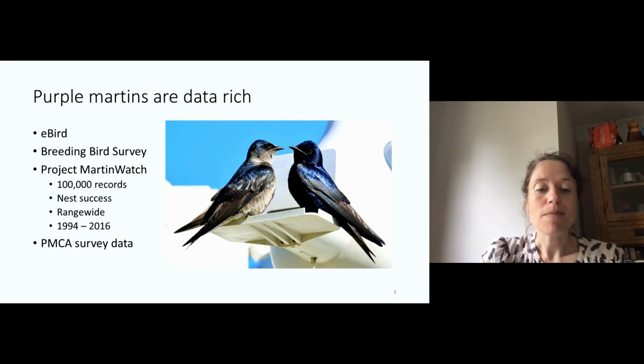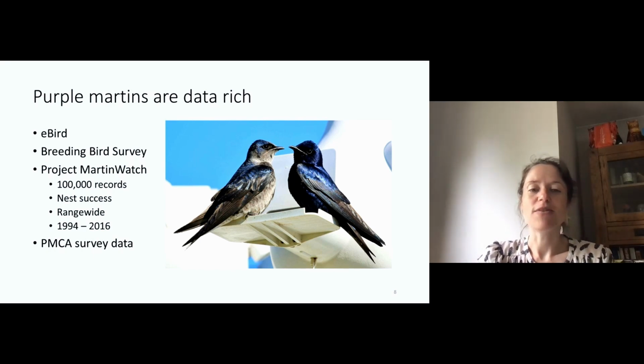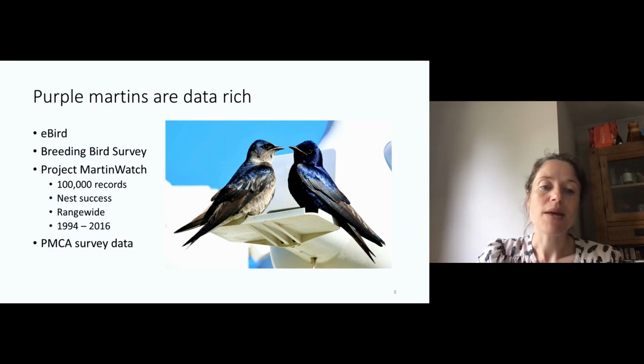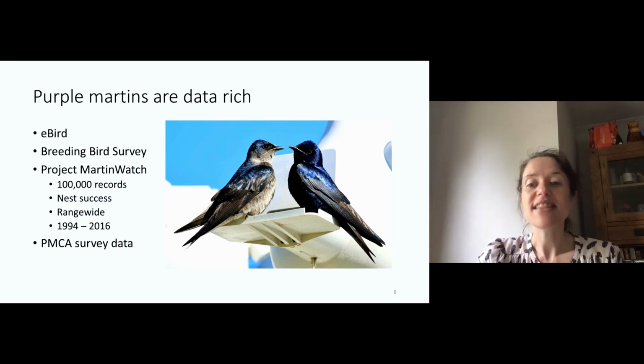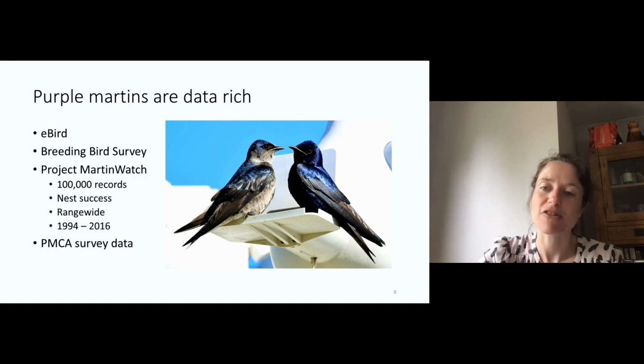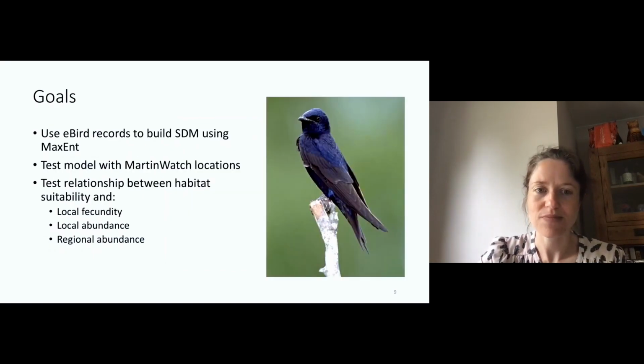One final useful piece of data available for Purple Martins is from the PMCA survey, which happened a few years ago now. In that survey, landlords reported the occupancy of their Purple Martin housing. So what percentage was occupied or how many cavities, to give us an idea of very local abundance. This gave us a great opportunity to actually test this idea about species distribution models.